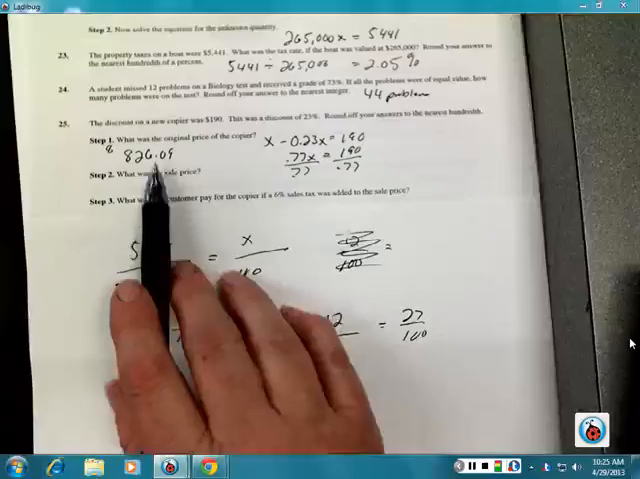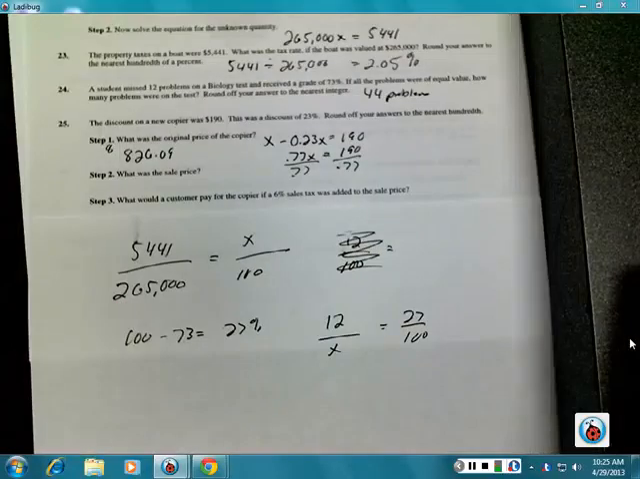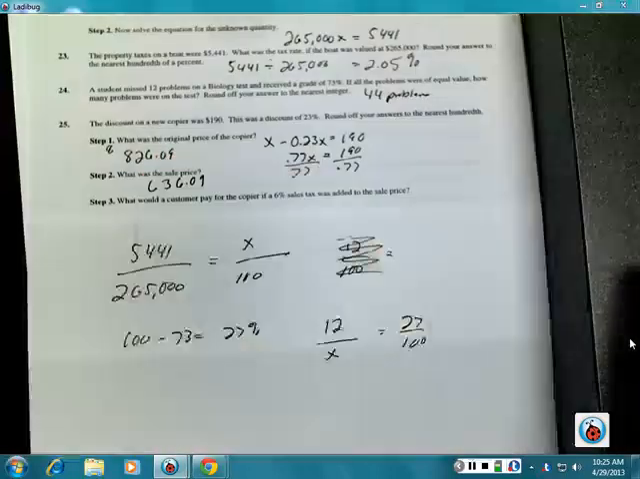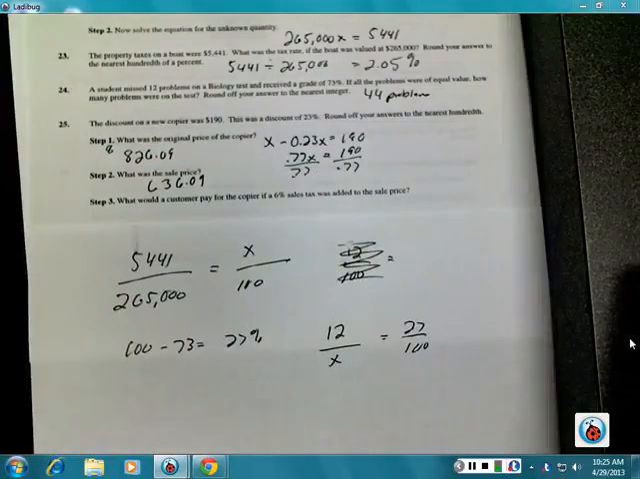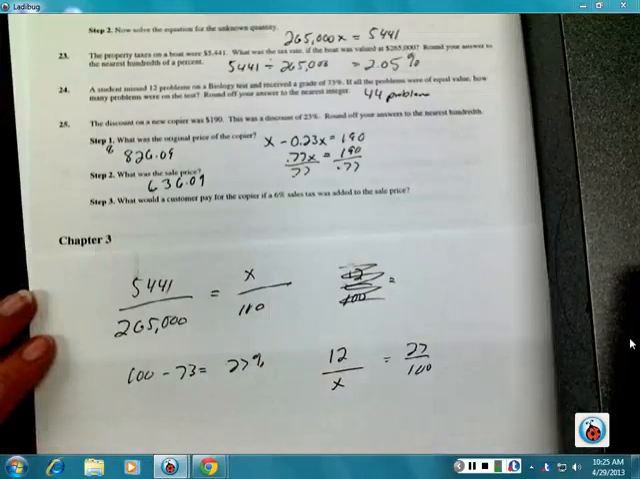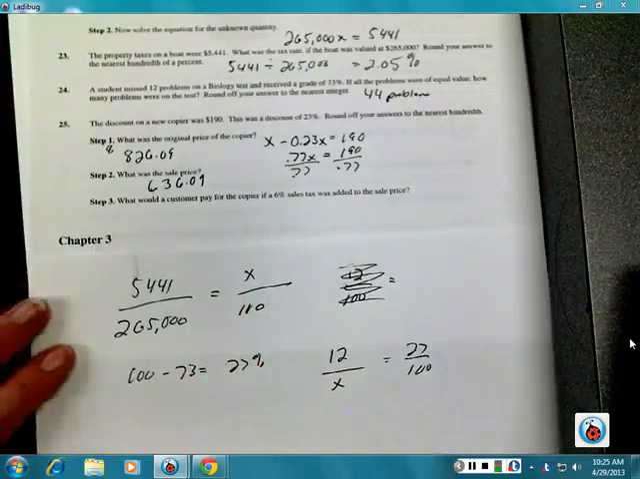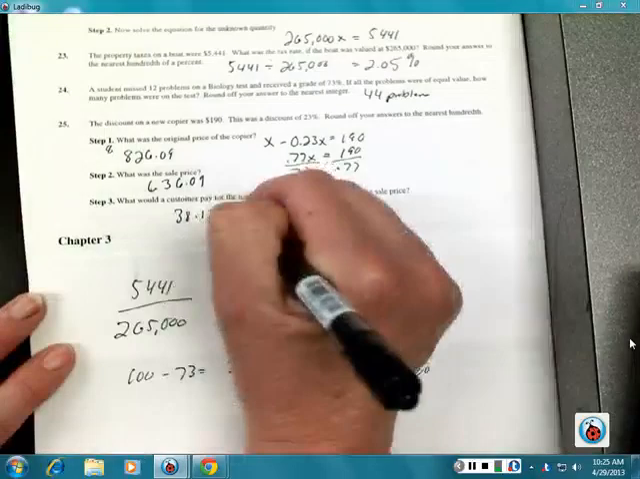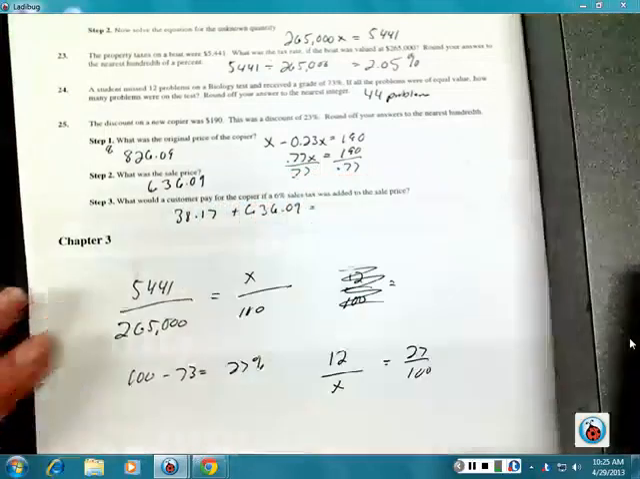So what's the sales price if we figure this whole thing out? Now I have to take 826.09 and minus 190, right? Yeah, that's how I did that part. That you did right: 636.09. And then it says, what would the customer pay for the copier if a 6% sales tax is added to the sales price? So all I have to do is take that answer and times it by 0.06. That's going to give me the tax, which is $38.17, and add it to it. And that will give me my full price.